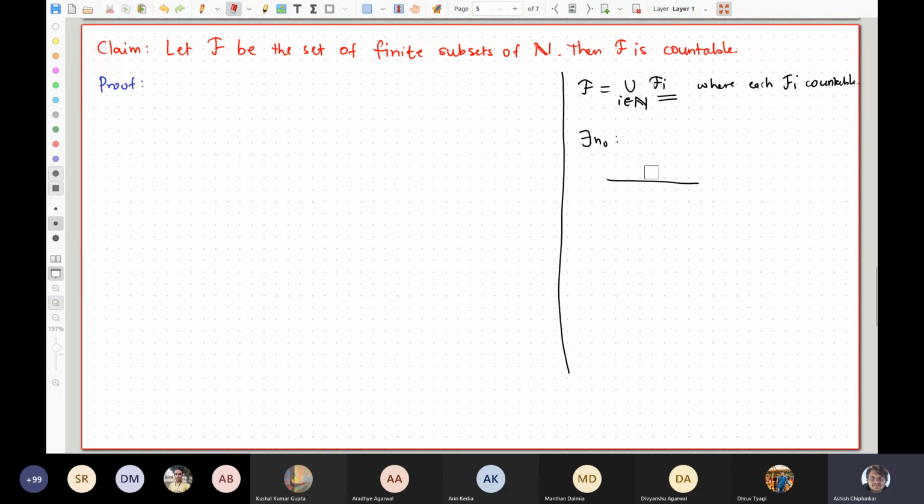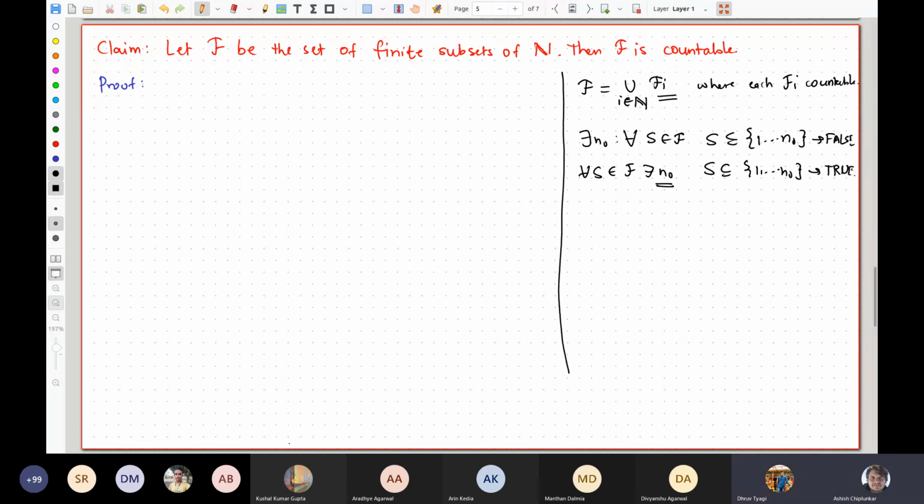Yes, there were some hands raised. I'll come to them. Just give me a moment. So what we are saying is, if you say that there exists some n naught such that for all S in F, S is a subset of 1 through n naught, this is false. But instead, if you say for all S in F, there exists some n naught, which means that this choice of n naught really depends on the set you're talking about, such that S is a subset of 1 through n naught, this is true. No, sir. The size of S is less than n naught. All right, fine. Size of S is less than or equal to n naught. Even this is true.